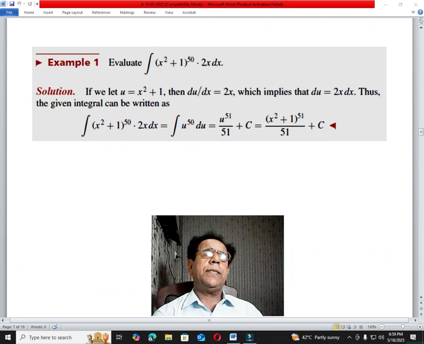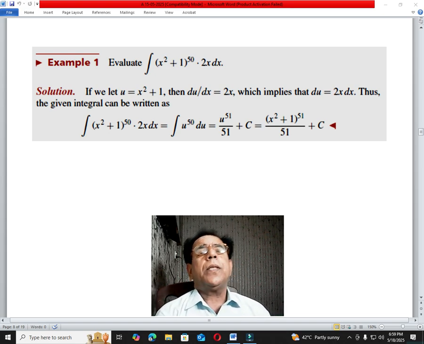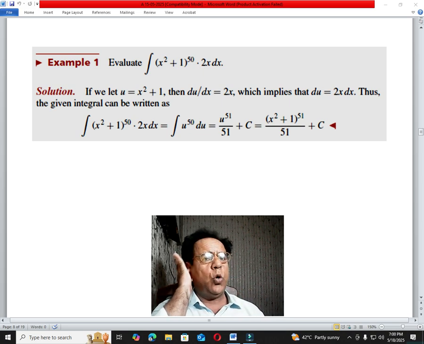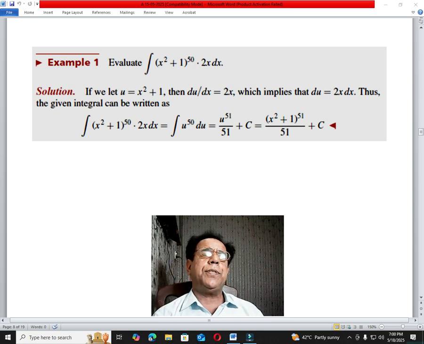Similarly, dear students, in this example we will substitute x square plus 1 by u, and therefore du by dx will be equal to 2x, and hence 2x into dx will be equal to du. Okay, so this statement will be substituted as u raised to power 50 into du. We will solve this according to this formula, and after solving we will again substitute u by its original value x square plus 1.